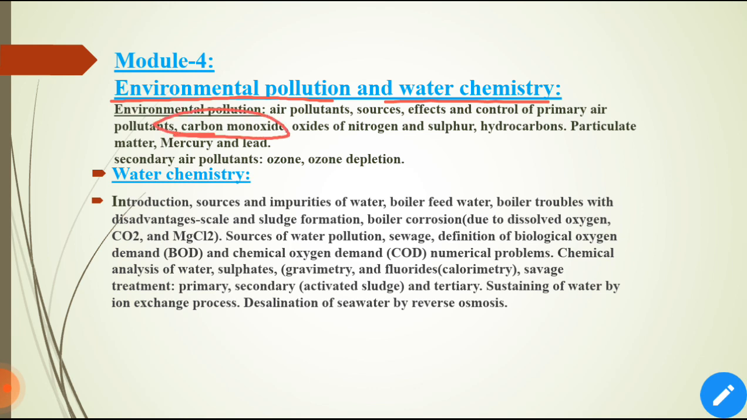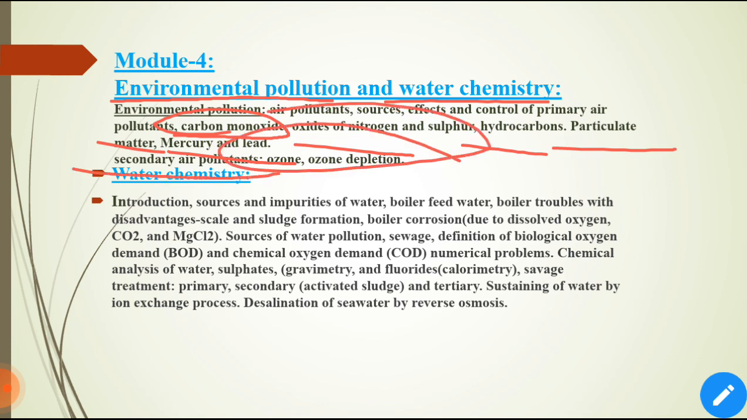A pollutant means the material that causes the pollution. Here the pollutants are carbon monoxide, oxides of nitrogen, sulfur, hydrocarbons, particulate matter, and mercury and lead. And the secondary pollutants are ozone, and ozone depletion, which we have to study.